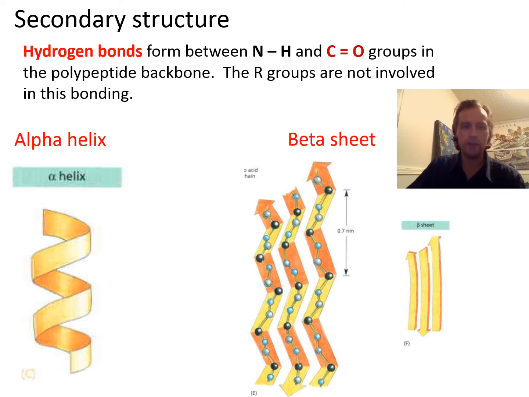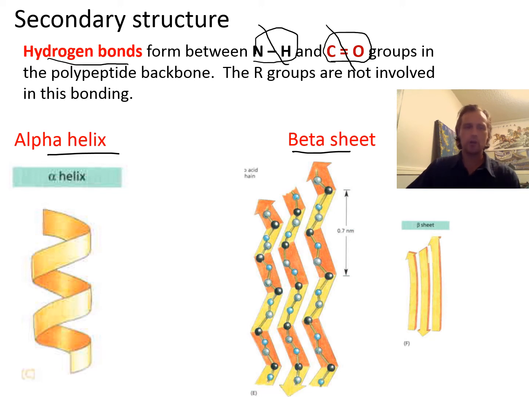Secondary structure. So alpha helix on the left, beta sheet on the right. Hydrogen bonds form between the NH and the CO groups in the polypeptide backbone. These I have included here, the NH and the CO groups, but I'm not going to ask you to memorize them. Your book mentions them, so I have also mentioned them. All I want you to know is that hydrogen bonds hold the secondary structure together. The R groups are not involved in this bonding in any way. So R groups do not determine the structure of the secondary structures. It is just hydrogen bonds.